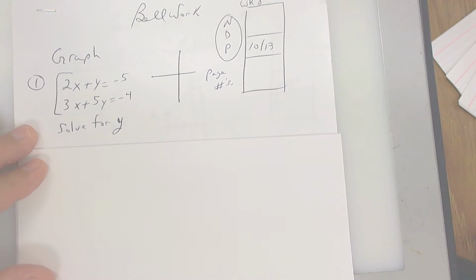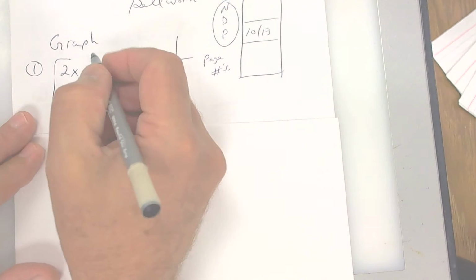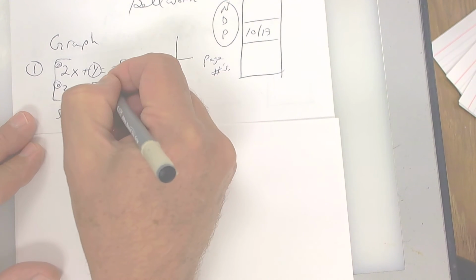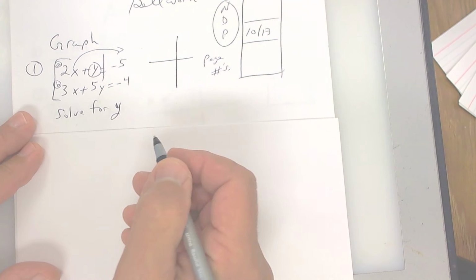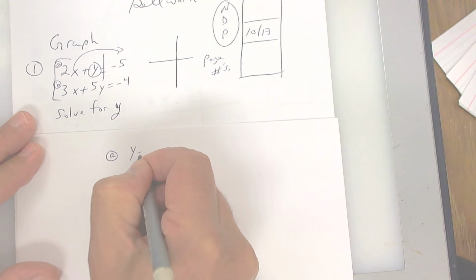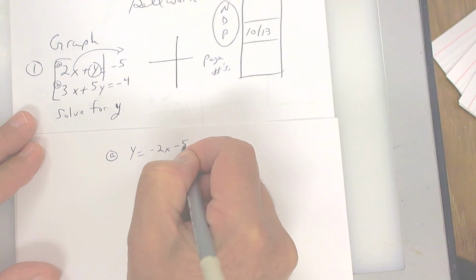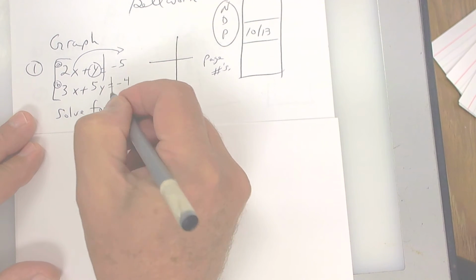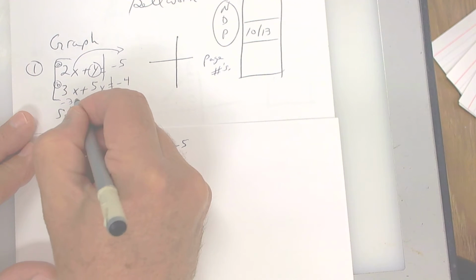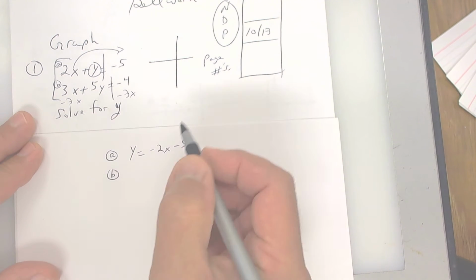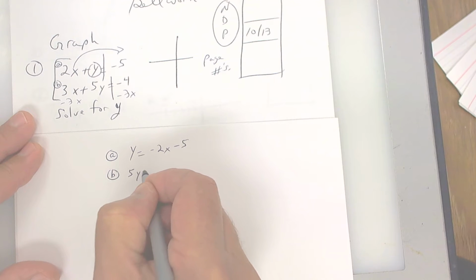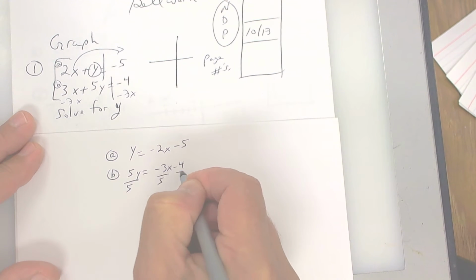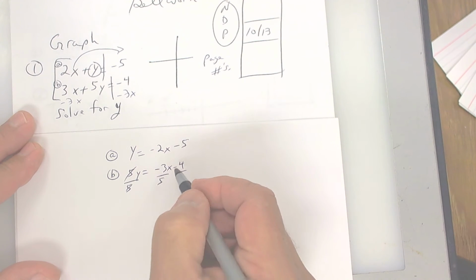Well, let's take a look here. You want to solve this equation for y. So we're going to call this A and this one B. To get y by itself, you're going to subtract 2x. So A is going to be y equals negative 2x minus 5. In B, you're going to subtract 3x from both sides. So you're going to get 5y equals negative 3x minus 4. Then you're going to divide by 5. So you're going to get this.